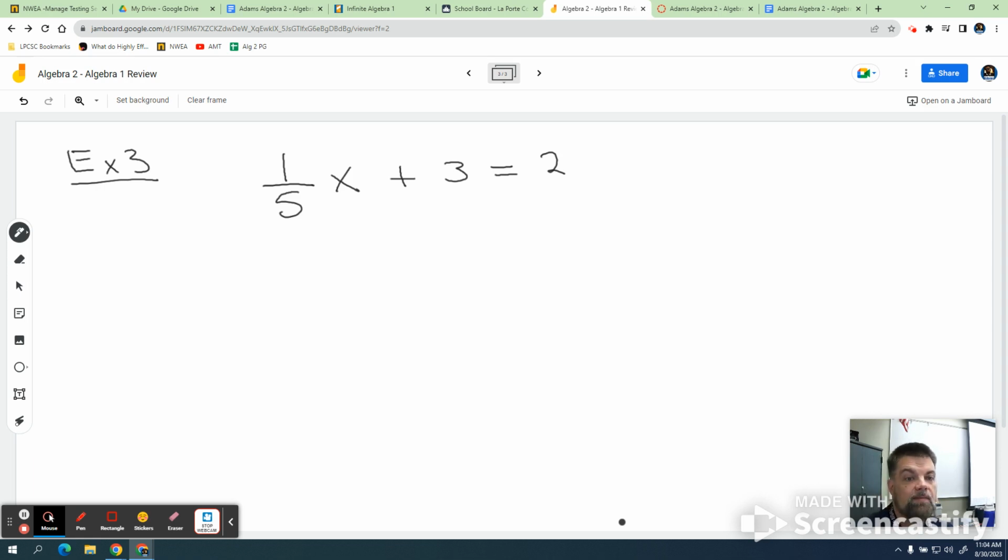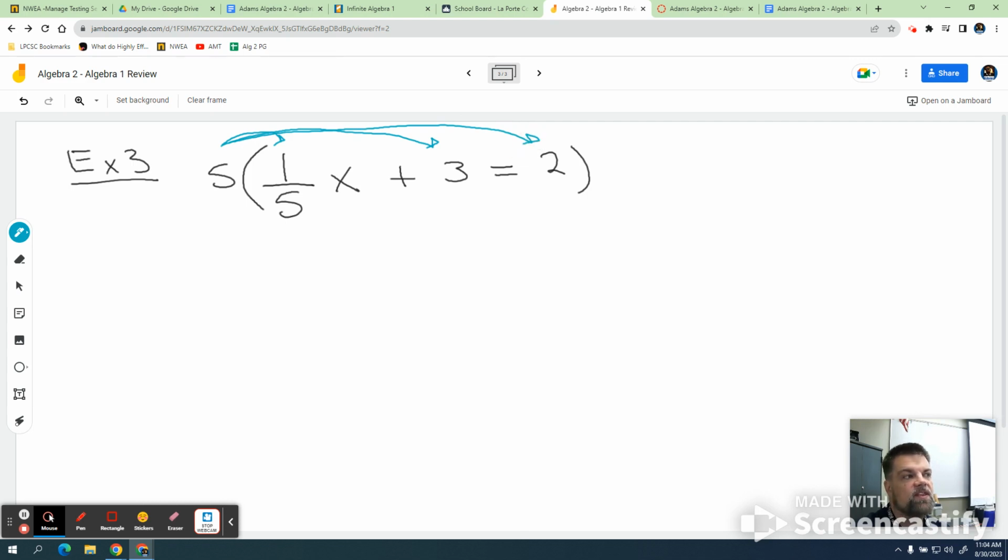Multiplying. So what I'm going to do to get rid of the 5 here, I'm going to multiply by 5. But remember, whenever we multiply or divide, we have to do that to every term. In other words, I'm going to have to distribute this 5 to this term, to this term, and to this term. So let's do this one first.